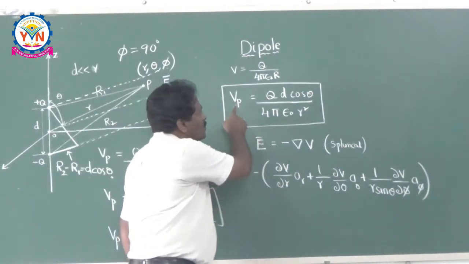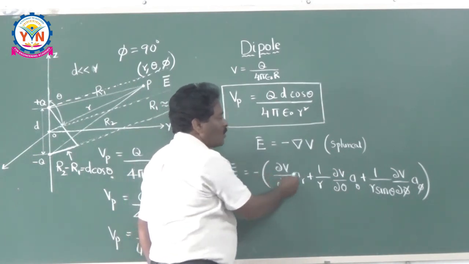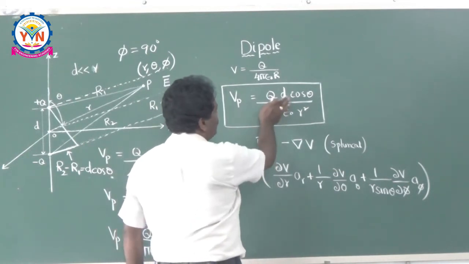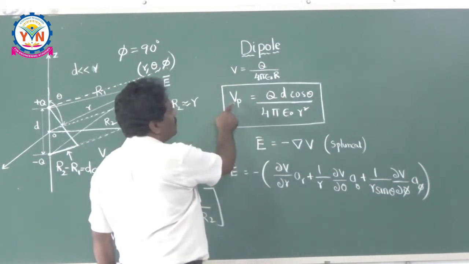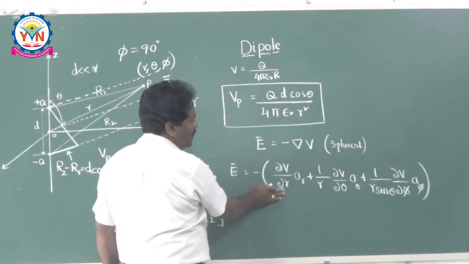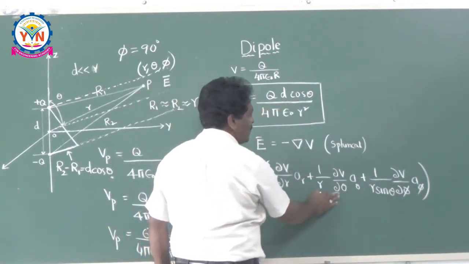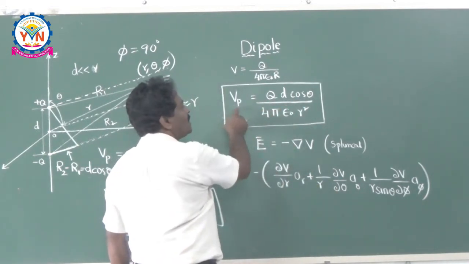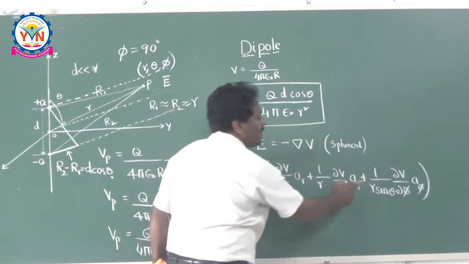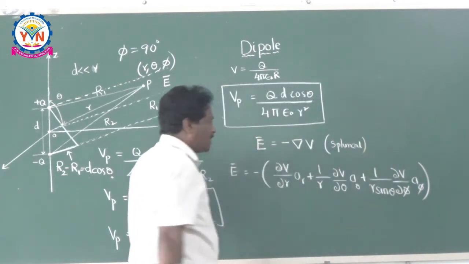Just substitute this potential V in this place, then you are going to calculate. If you observe this formula, potential is varying with R, so this component will be there. Potential is varying with theta, so this will be there. But potential is independent of phi, there is no phi. That is the reason, derivative of a constant is 0. That's why the third term is absent here.